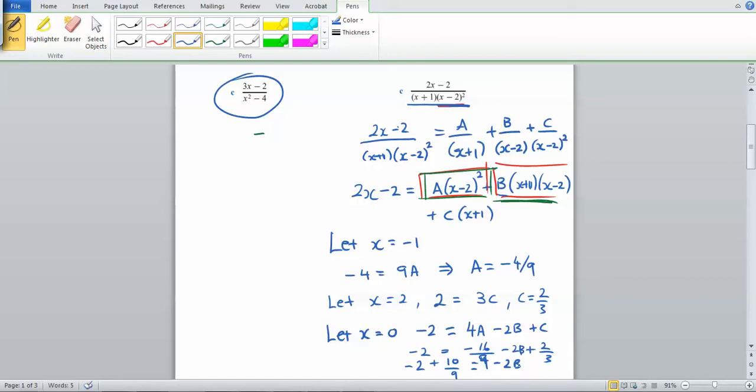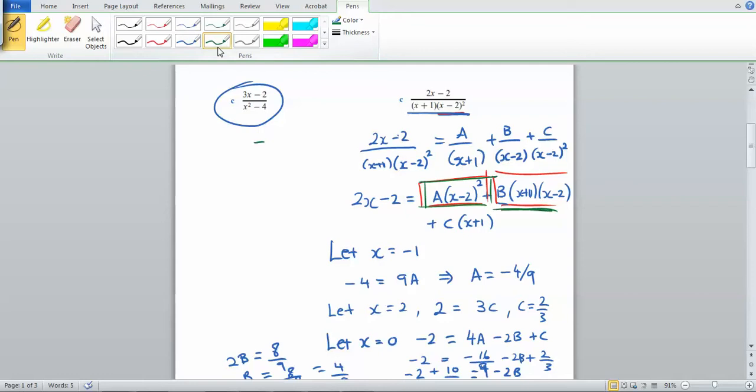Alright, so let's have a look at what we've got here. That's negative 18 over 9 plus 10 over 9, which is minus 8 over 9. Let's get that over, so we've got 8 over 9 is equal to 2B. So 2B is equal to 8 over 9. B is equal to 8 over 18, which is equal to 4 over 9. So now we've found A, B, and C.